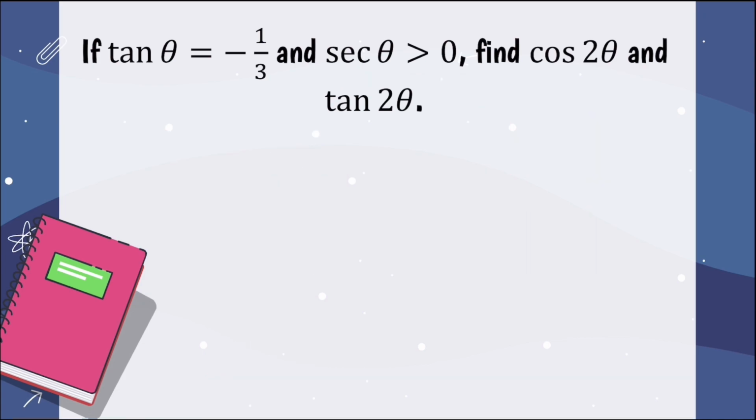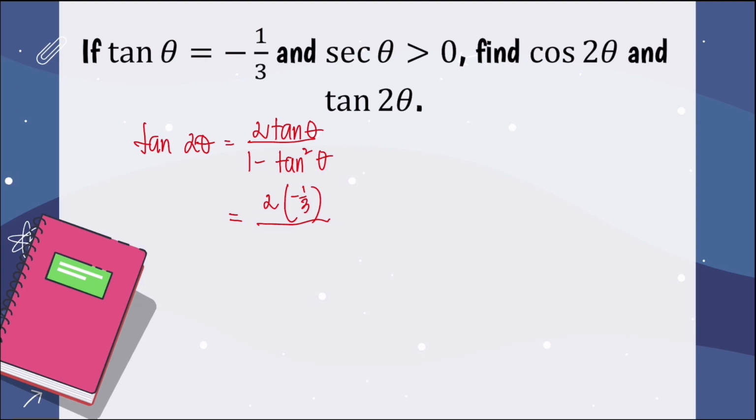Now, for tangent 2 theta, we will be applying the formula. The formula here is 2 tangent theta over 1 minus tangent squared theta. And since we already have the tangent, which is negative 1/3, we can just substitute here. 2 times negative 1/3 all over 1 minus negative 1/3 squared. So, for the numerator, it's negative 2/3 all over 1 minus, then the square of negative 1/3 is 1 over 9.